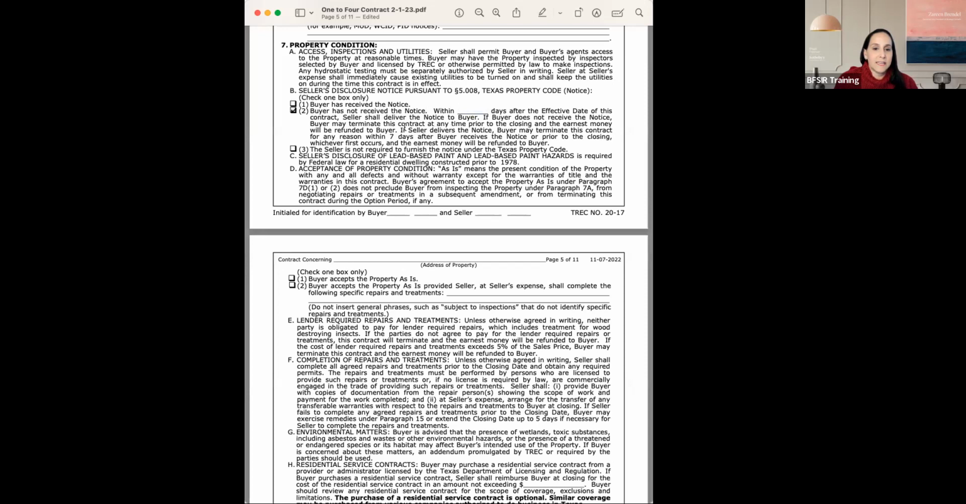And then you will see that, when seller delivers a notice, buyer may terminate the contract for any reason within 7 days after the buyer receives the notice. So you're giving the buyer an automatic 7-day option from the date they receive the seller's disclosure if you don't have this box checked. Does that make sense? Yes? There's zero reason on our listings that we would check this, because we're giving them an automatic option of 7 days, and even longer than 7 days. Because if it takes you 5 days into the contract to deliver the seller's disclosure, then they have another 7 from when they receive it.